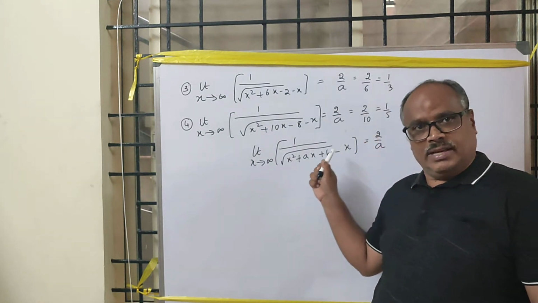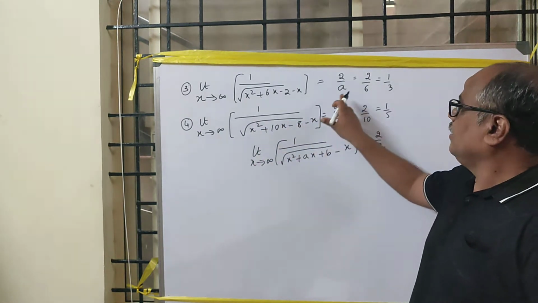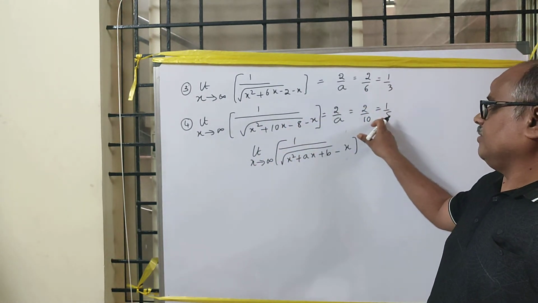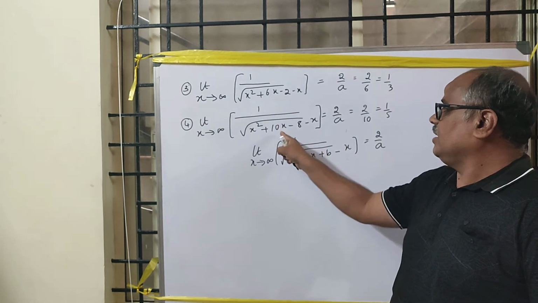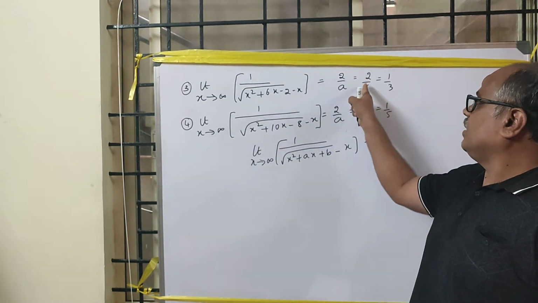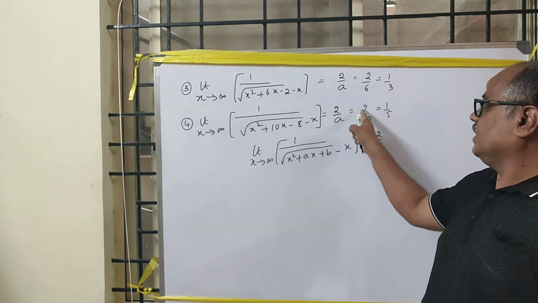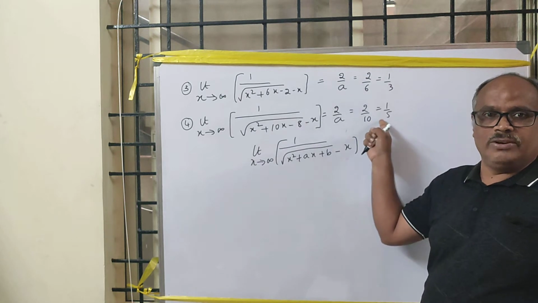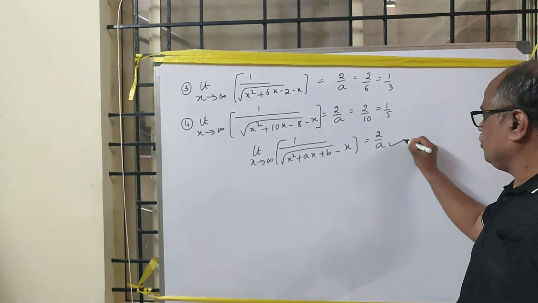According to this, the values of these two problems are 1 by 3 and 1 by 5. Here the value of a is 6, here the value of a is 10. 2 divided by 6 should be equal to 1 by 3, and 2 divided by a, that is 2 by 10, should be equal to 1 by 5. You have to remember this shortcut.